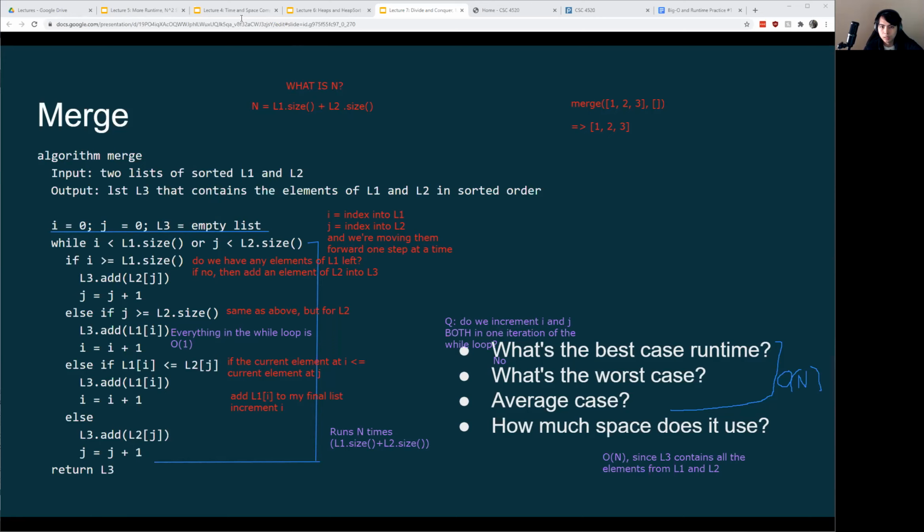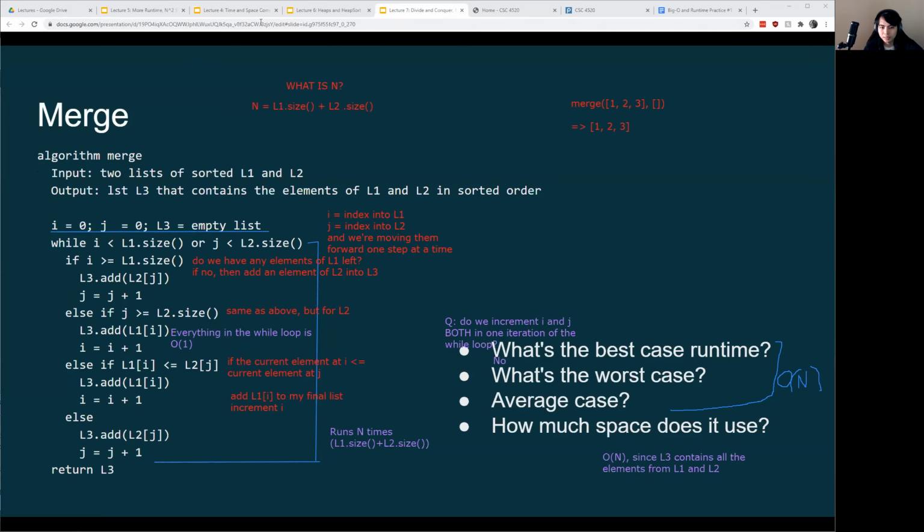Okay. Type in merge in chat if you feel good about this slide. Type question mark if you are still a little bit confused. All right. So merge takes in two lists and outputs one big list that's also sorted.